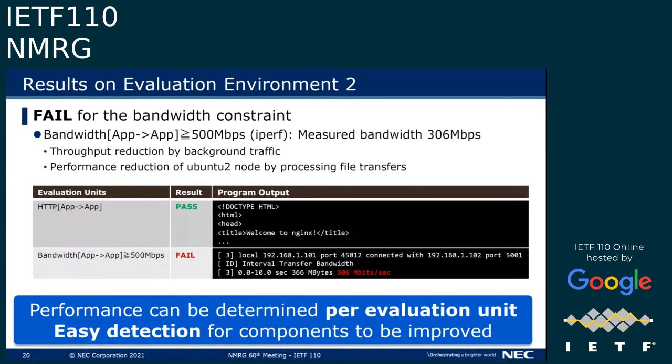Here are the evaluation results. As you can see in the table, the results for bandwidth up turned to fail due to the shortage of bandwidth performance. This throughput reduction is because of the background traffic generated by additional VMs and performance reduction of the Ubuntu 2 node by processing file transfers. These results show that the evaluation results can be determined per evaluation unit related to the user's intent. Furthermore, the results help easy detection of system components which need improvement even though the performance is not enough. Next, please.